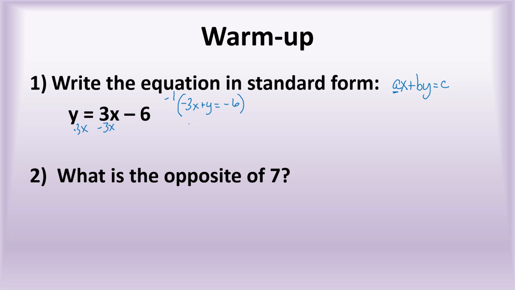Negative times a negative creates a positive 3x. Negative 1 times 1y gives us a negative 1y. Negative times a negative again gives us a positive 6. And so now we have it in ax plus by equals c form.